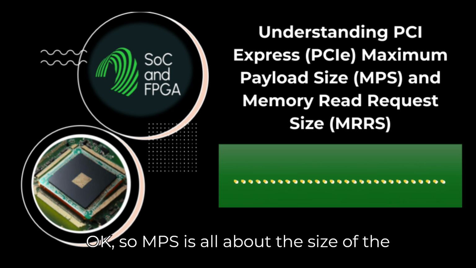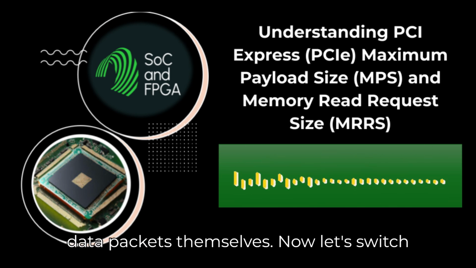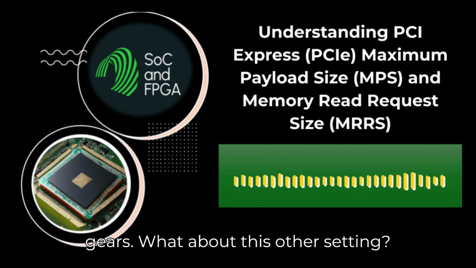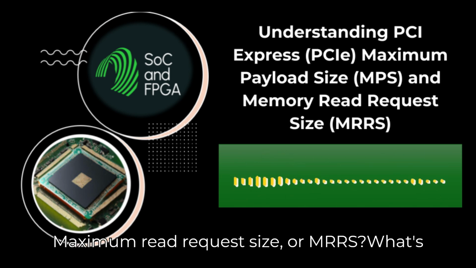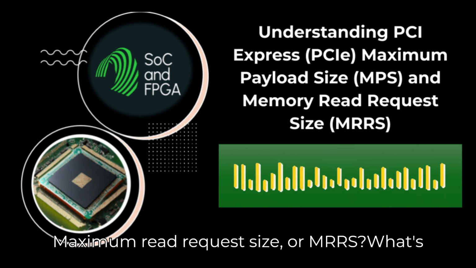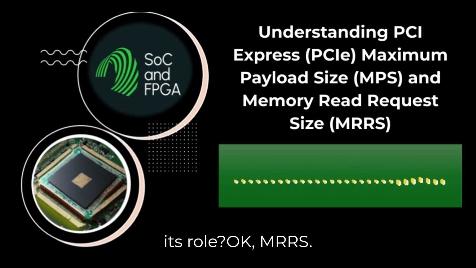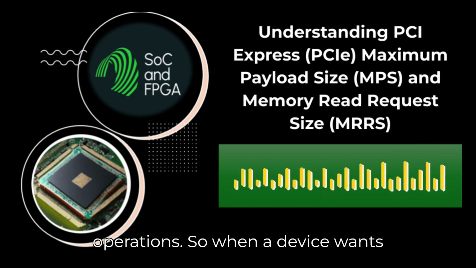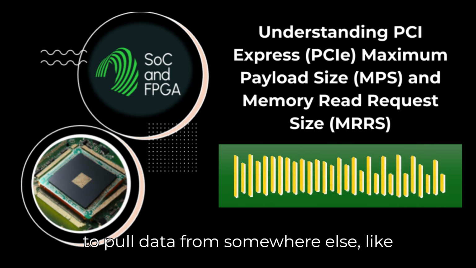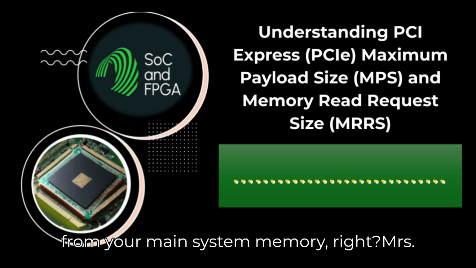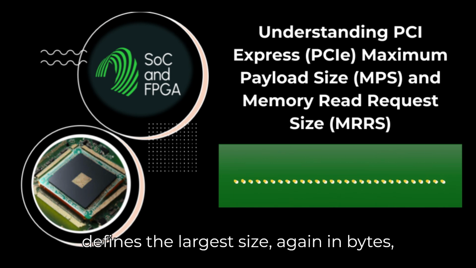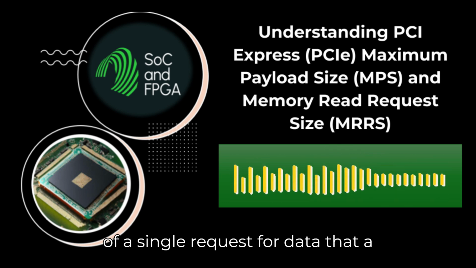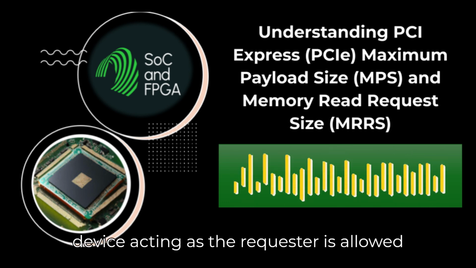Okay, so MPS is all about the size of the data packets themselves. Now let's switch gears. What about this other setting, maximum read request size, or MRRS? What's its role? Okay, MRRS. This one specifically deals with read operations. So when a device wants to pull data from somewhere else, like from your main system memory, MRRS defines the largest size, again in bytes, of a single request for data that a device, acting as the requester, is allowed to make.